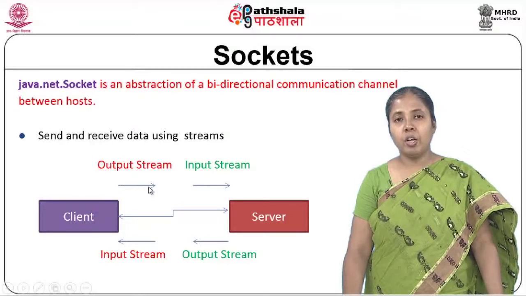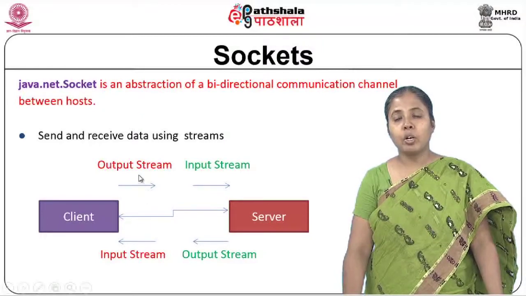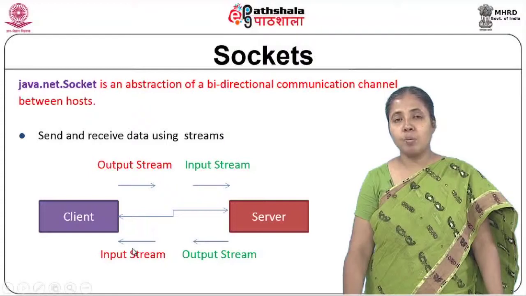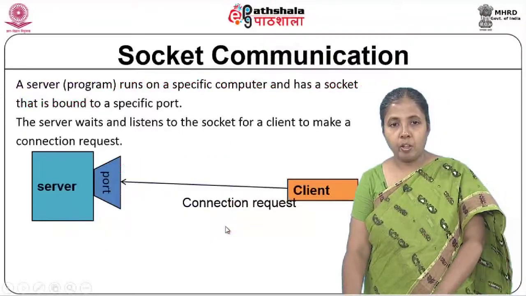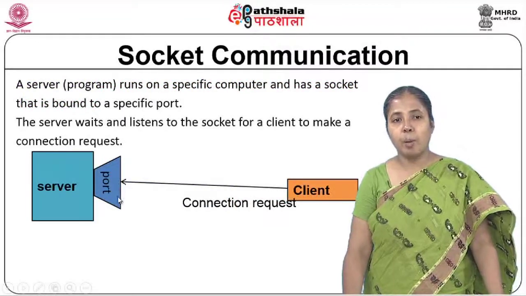So, we create a socket object using the socket class, and we use the methods called get input stream and get output stream in order to get the input streams and output streams and to send information between the two machines. So, here we can see how the socket communication is happening.